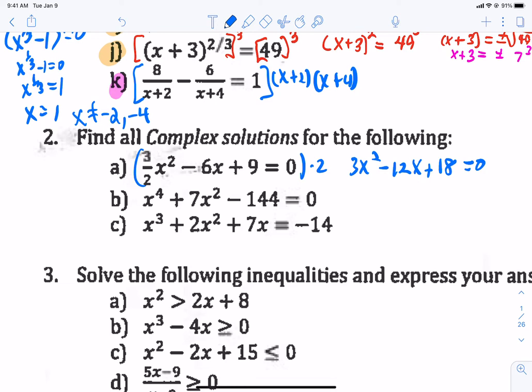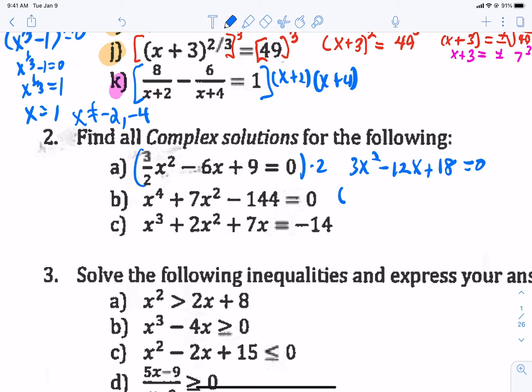Now, everything is divisible by 3. You could take out a 3. And then you can always jump to the quadratic formula for complex solutions. B is factorable. Let me think how.